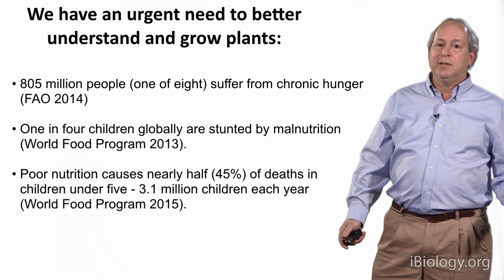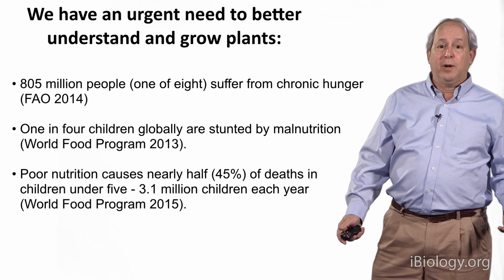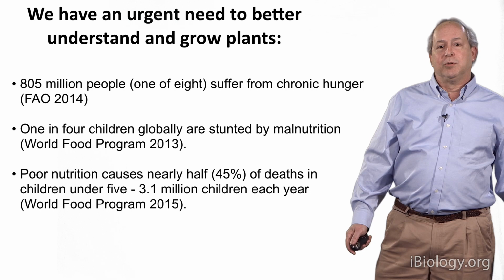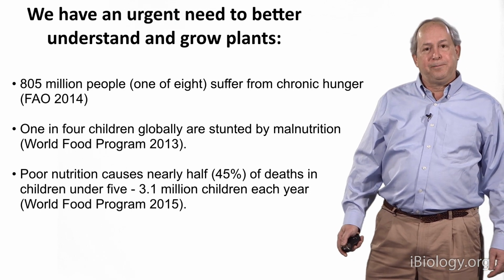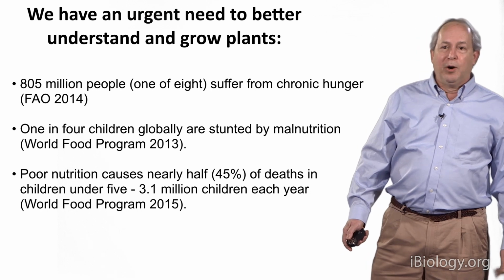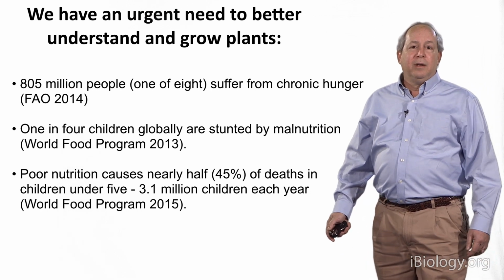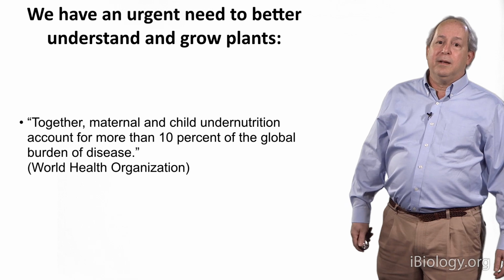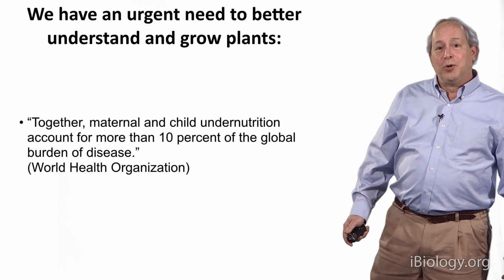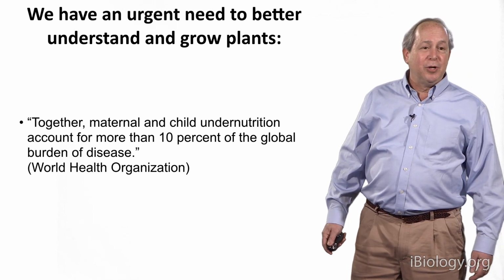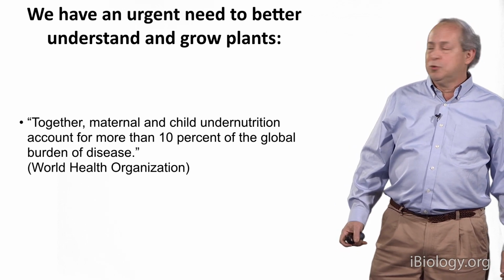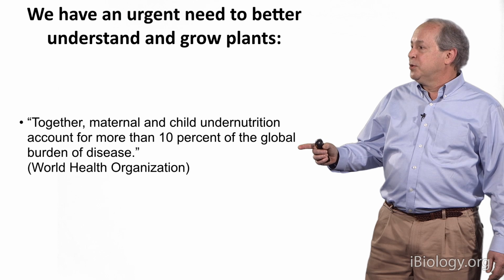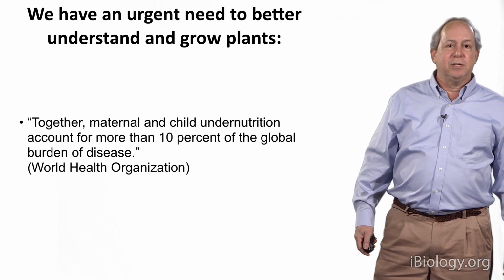Poor nutrition, according to the World Food Program, causes nearly half of deaths in children under 5 years old. That's 3.1 million children each year. It's a remarkable number. And so here's the World Health Organization's conclusion on the same subject. Together, maternal and child undernutrition account for more than 10% of the global burden of disease.